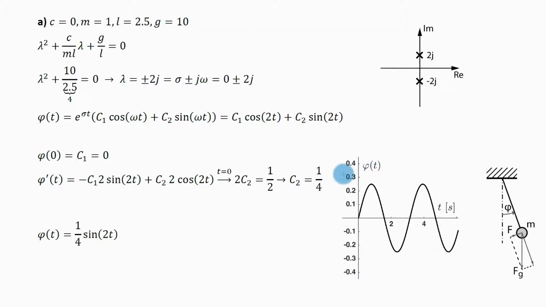So this is how my pendulum will move for these initial conditions. Here I have it plotted. And you can see that I'm getting undamped oscillations. So my pendulum will go back and forth indefinitely.